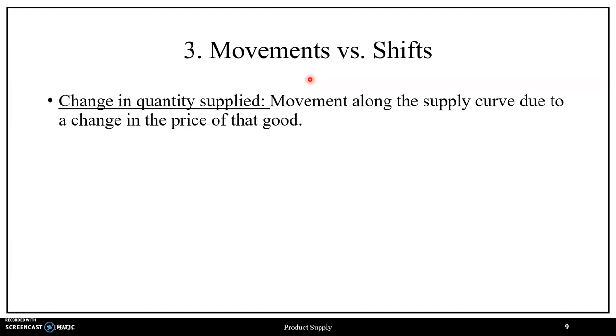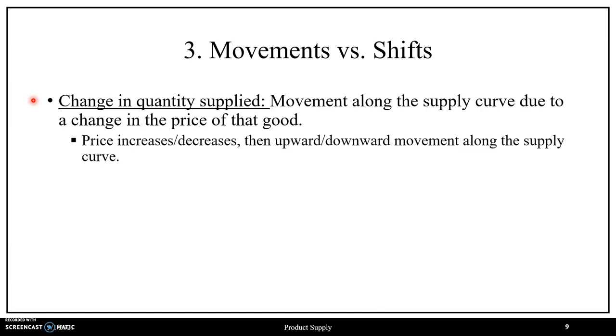Beginning with movements of the product supply curve, this will stem from changes in quantity supplied, which will be movements along the supply curve due to a change in the price of that good. Should the price of a good increase, this would correspond to upward movement along the product supply curve, corresponding to an increase in quantity supplied, whereas on the other hand, if the price of a particular good decreases, this would correspond to downward movement along the product supply curve, corresponding to decreases in quantity supplied for a particular good or service.